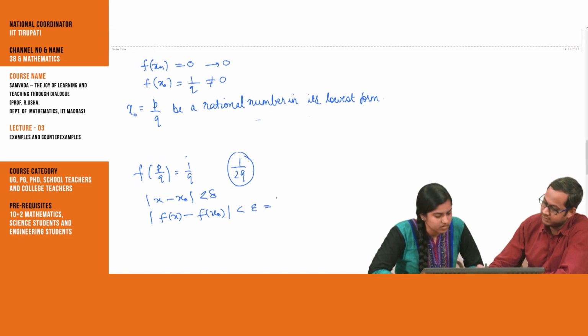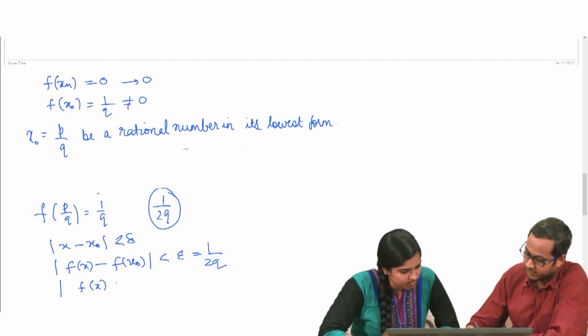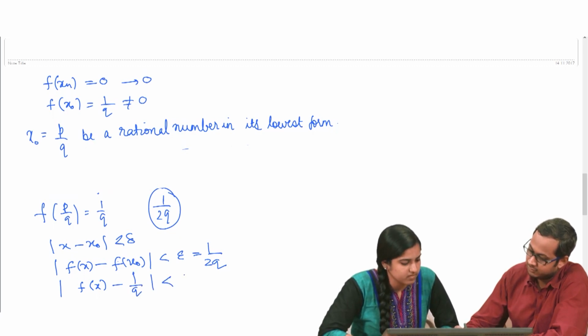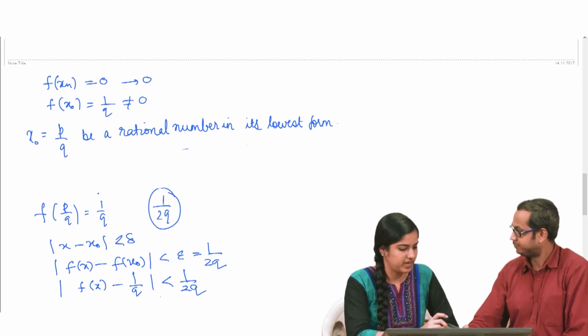What is your epsilon in this case? 1 by 2q. What is your x naught? X naught is p by q here. Yes. So I have to get mod f of x minus 1 by q to be less than 1 by 2q. Okay, now I see the proof. I can complete it now.